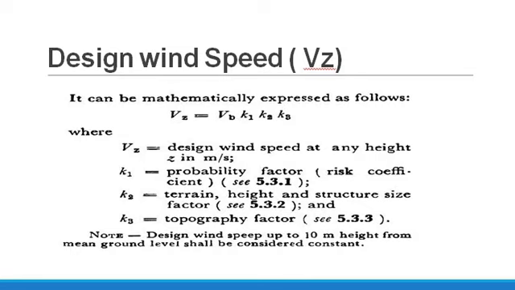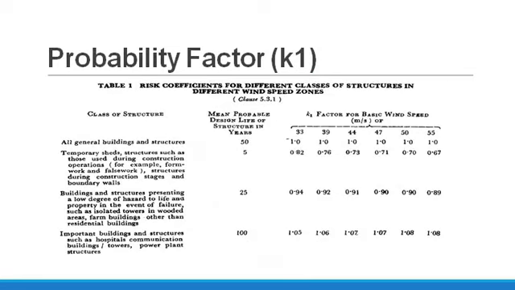K1, the factor for basic wind speed, is like 1, 0.82, 0.94, 1.05. These are all K1 values that depend upon the mean probable design life of the structure, whether it is 5, 25 or 50 years, and the class of structure.